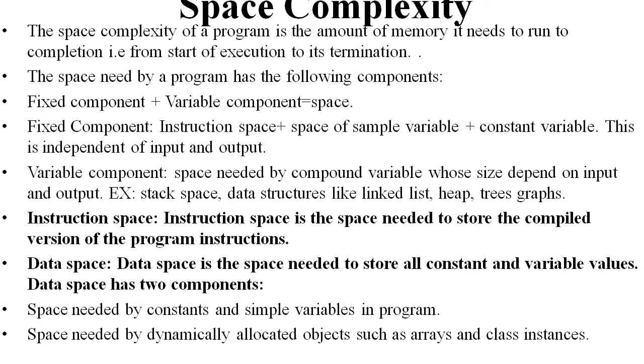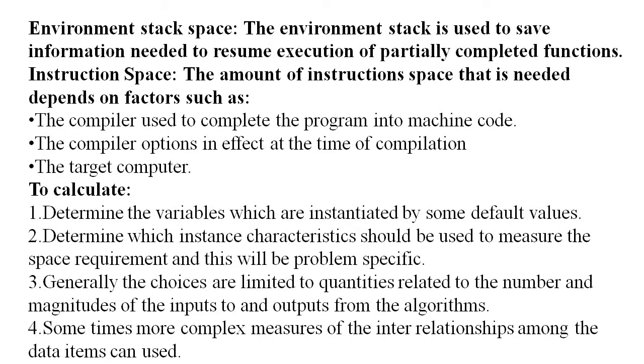Till now, what we have completed is finding the amount of space required to complete the program execution. We consider 2 components: fixed component and variable component. The fixed component contains the instruction space and space required for simple variables and constants. The variable component considers the space required for compound variables, objects, arrays, class instances, temporary stack, temporary data structures, and environment stack. It also comes under the variable component. The summation of these two components is the amount of space required to complete the algorithm.